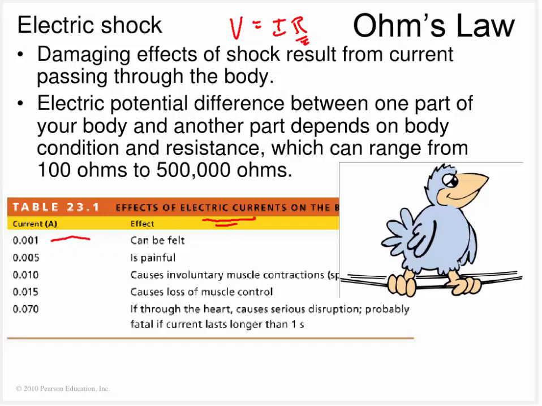So a current of 0.001 amps can be felt. 5 milliamps can be quite painful. Your muscles start to spasm around 0.01 amps, and you lose control about 0.015. And if it goes through the heart, then 0.07 amps can actually kill you if it lasts for long enough. Again, it's really not the potential difference that is going to matter. It's going to be the electrical resistance of the body that's going to dictate the current that flows through you.